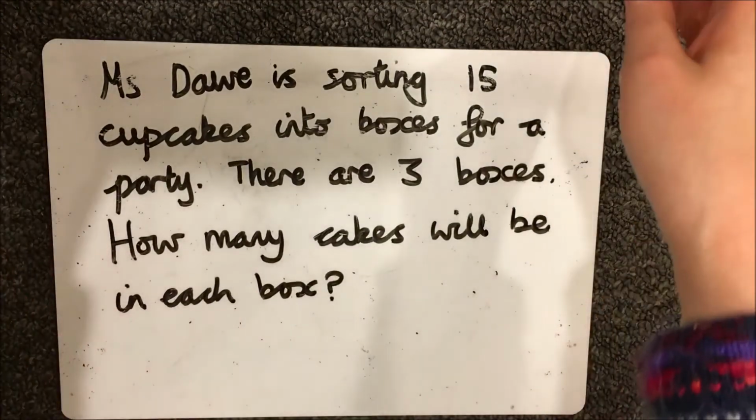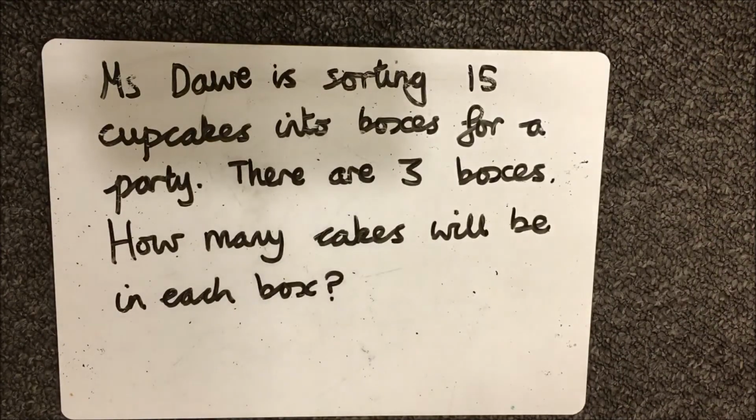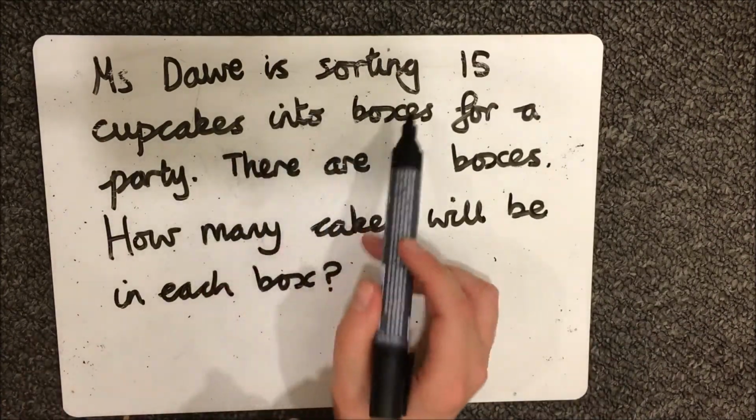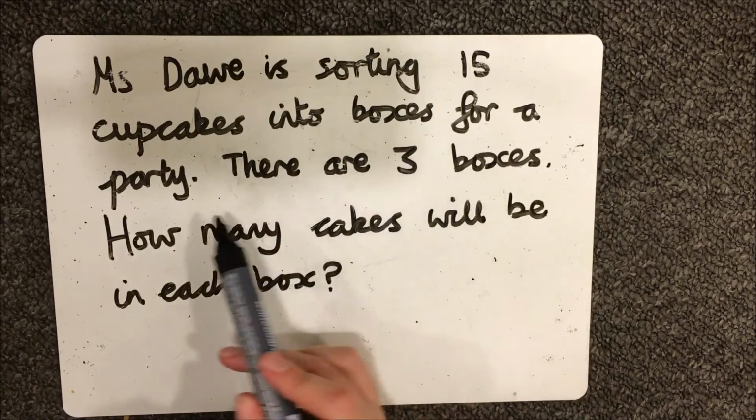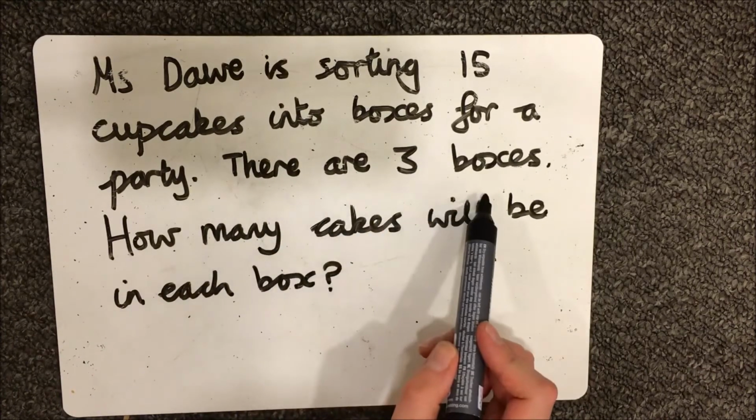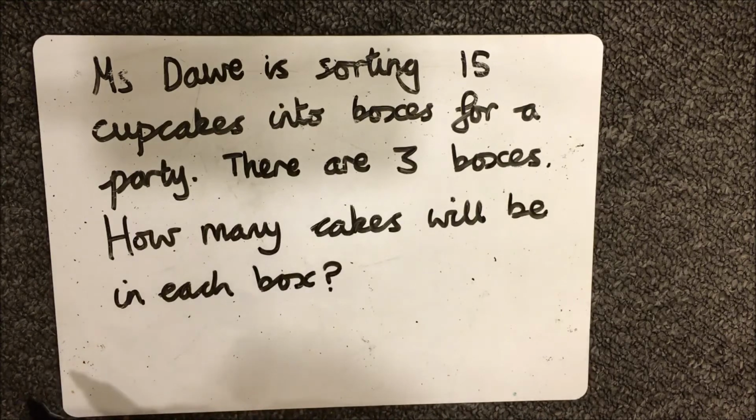Right, ready for our ones? Let's read our next word problem. Miss Dawe is sorting 15 cupcakes into boxes for a party. There are 3 boxes. How many cakes will be in each box? So the first thing we're going to do is our sharing circle one.